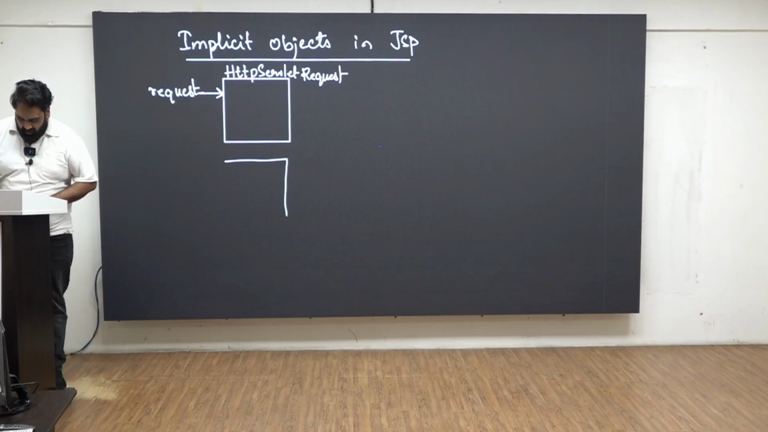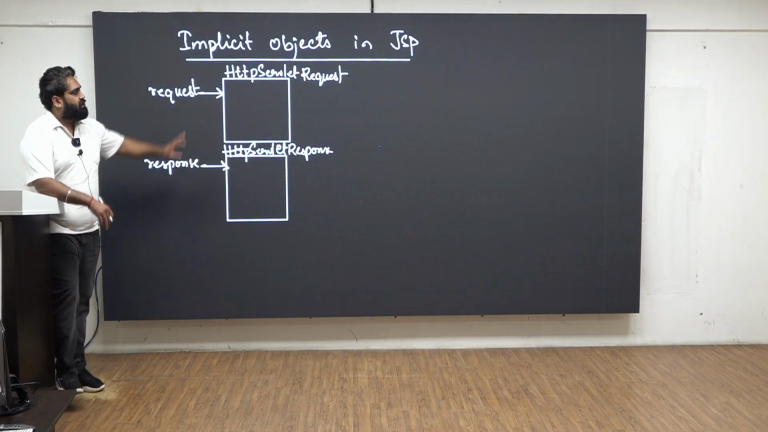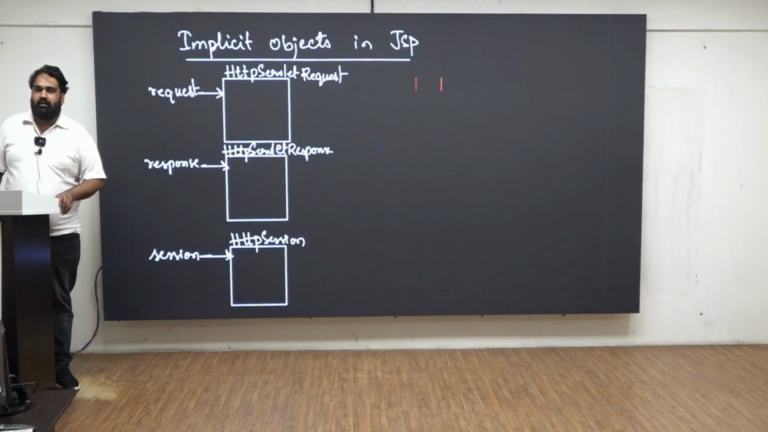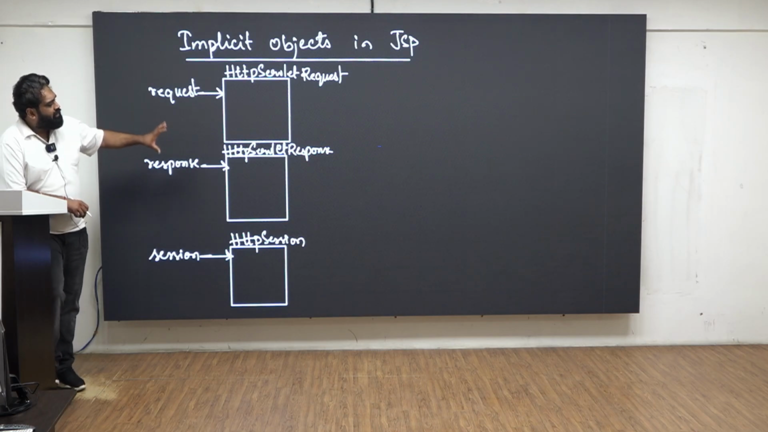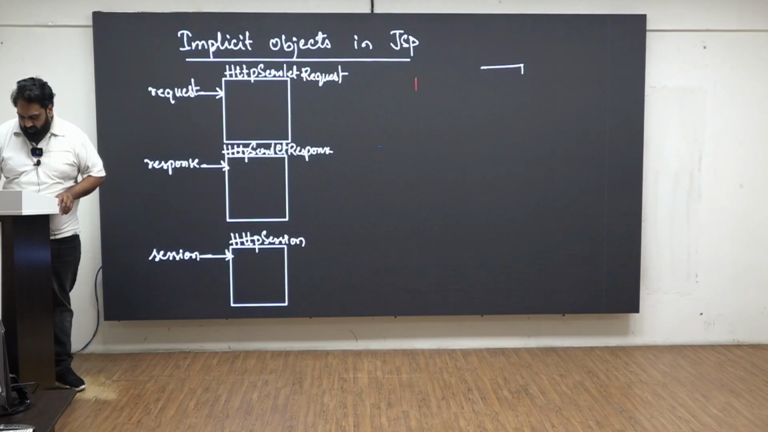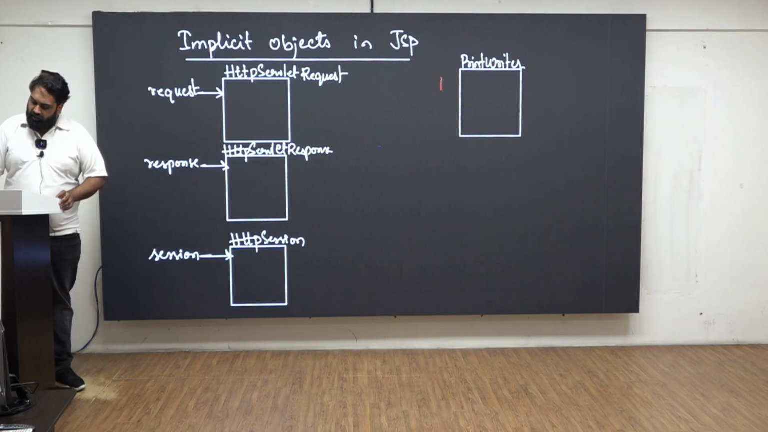In the same way, I have one object for the HttpServletResponse class, and the reference for it is response. So HttpServletRequest, HttpServletResponse. Then there is one more object for a class called HttpSession, and the reference for this is session. These are a few things that we were constantly using in our program. Along with this, there is one more object which is called the PrintWriter object. So what is the reference for the PrintWriter, sir?